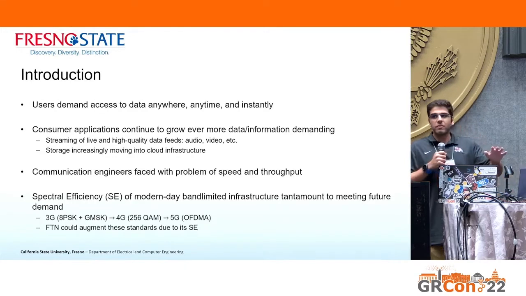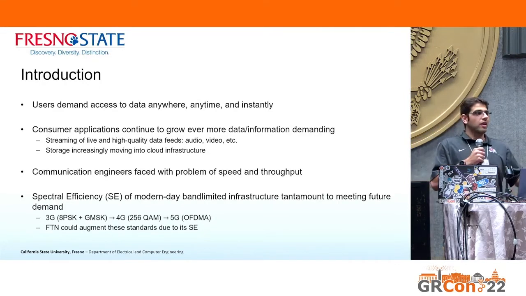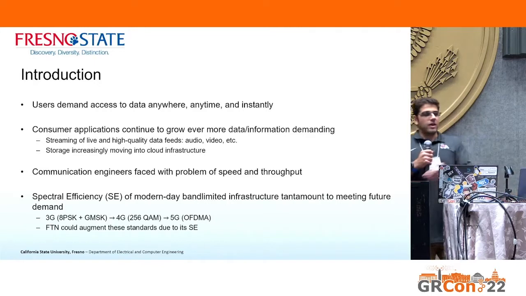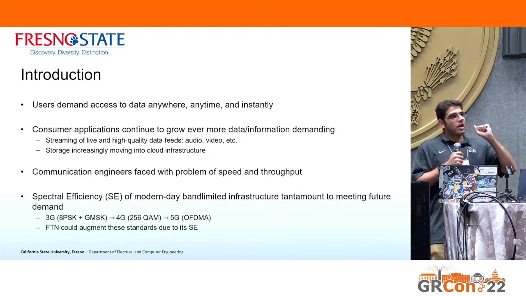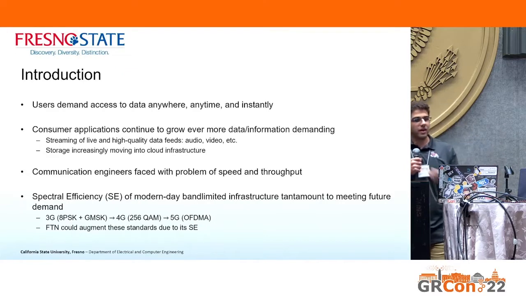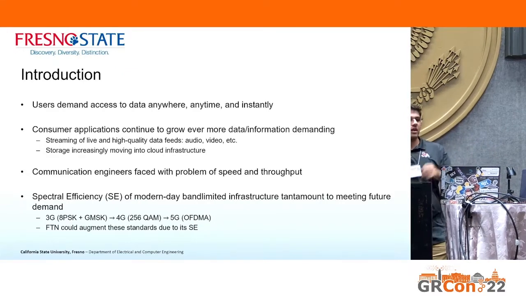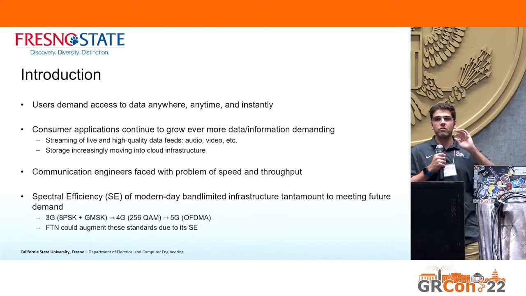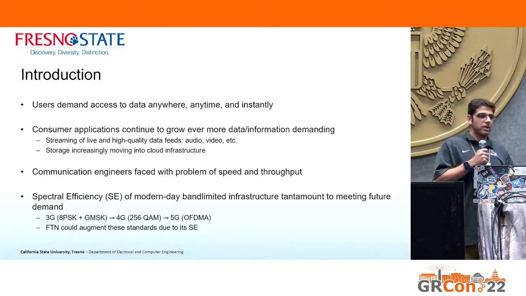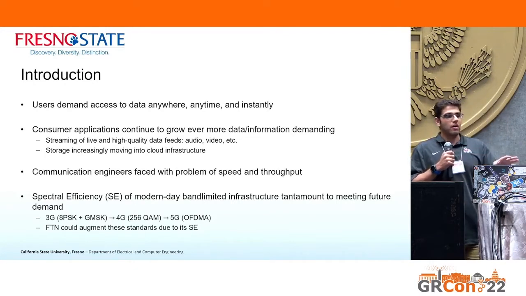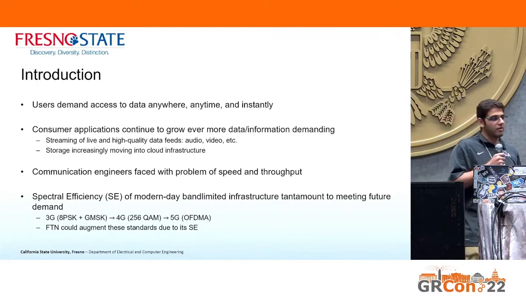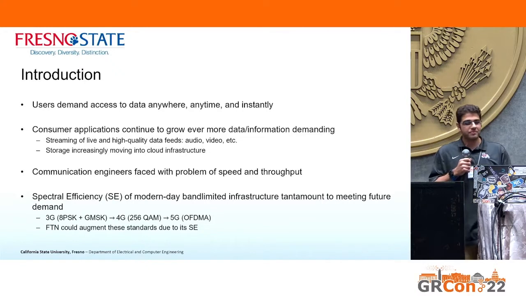So one of the biggest, obvious, never-ending problems in communications is the problem of data rate. Users want access to their information anywhere, anytime, and they want it now. And that problem is compounded today by the fact that we're streaming a lot of content, like audio and video, and data formats for that content are becoming more and more high quality. Additionally, people are moving their storage from local storage to the cloud. And so we're faced with this problem of data rate.